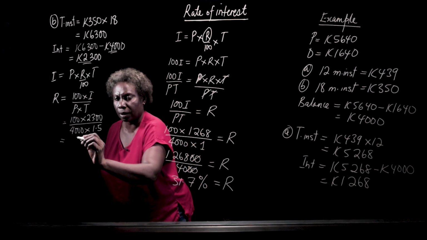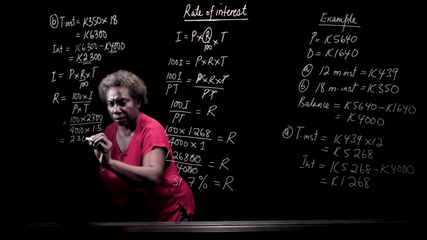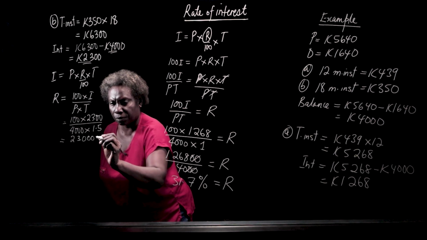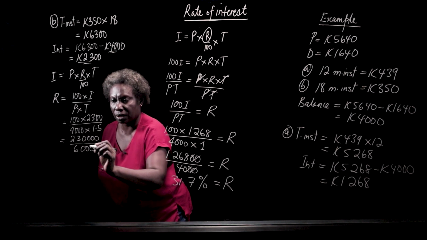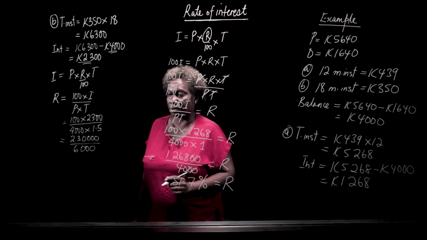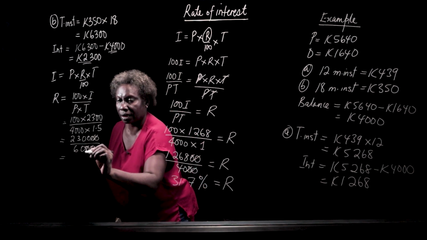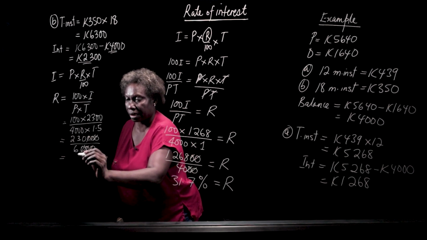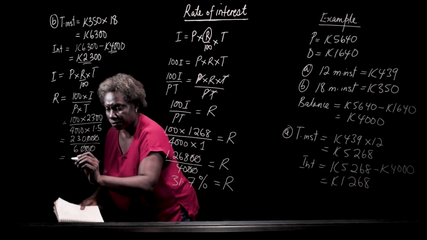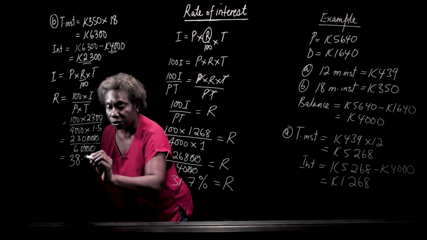Now we have 230,000 over 6,000. 4,000 times 1.5 is 6,000. If we divide that, 2,300 divided by 60 gives us 38.33%.